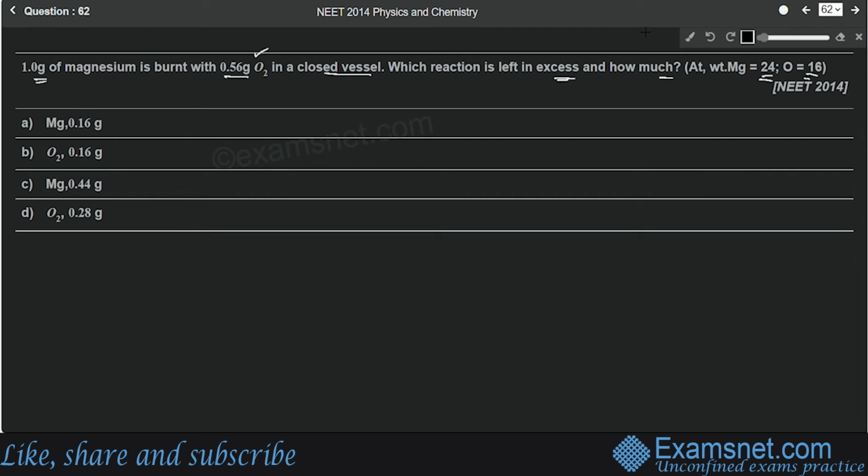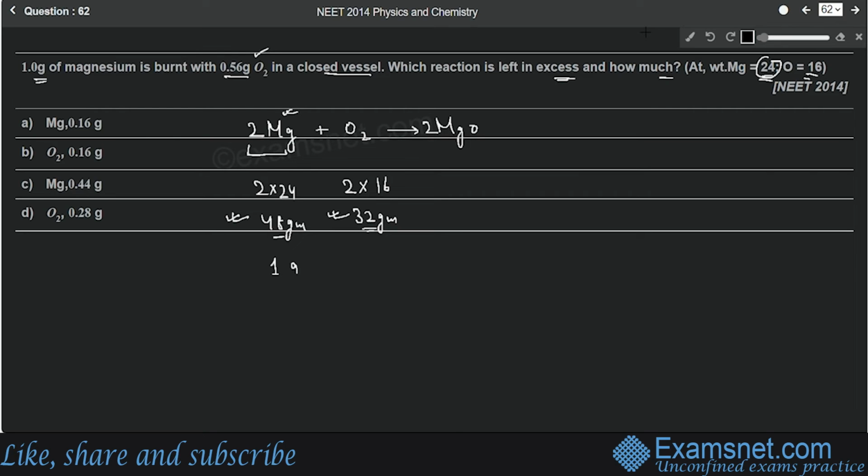So let's write down the equation for this reaction. We have magnesium. It reacts with oxygen to form magnesium oxide. If we balance this equation, we'll get 2 this side and 2 this side. Now, what will be the atomic weight of magnesium? 24. It is given in the question. So, the total mass of magnesium according to this equation will be 2 into 24, that is 48 grams. Similarly, the mass of oxygen here is 2 into the atomic mass of oxygen, 16. So, 32 grams of oxygen is there. So, from here we can say that to burn 48 grams of magnesium, 32 grams of oxygen is required.